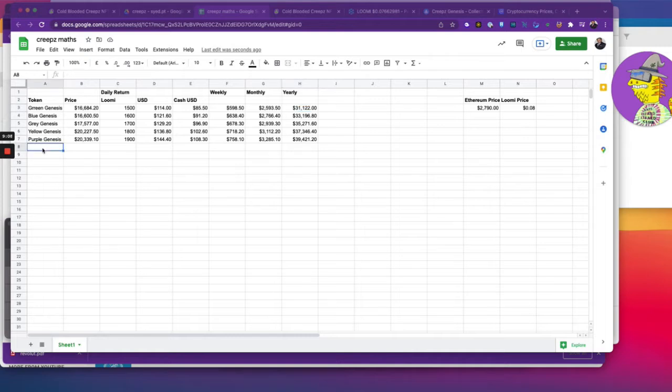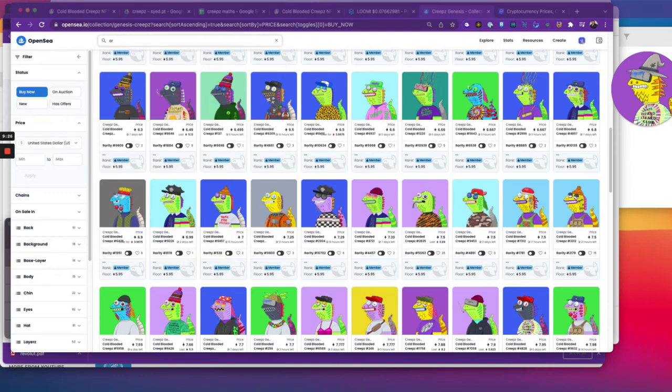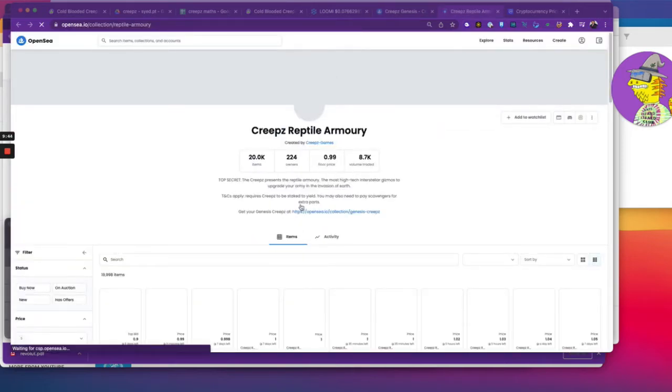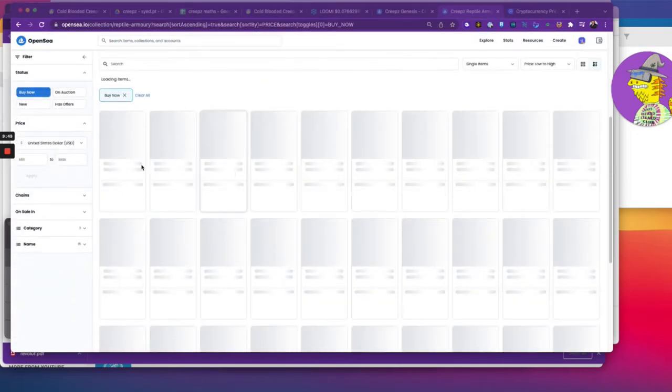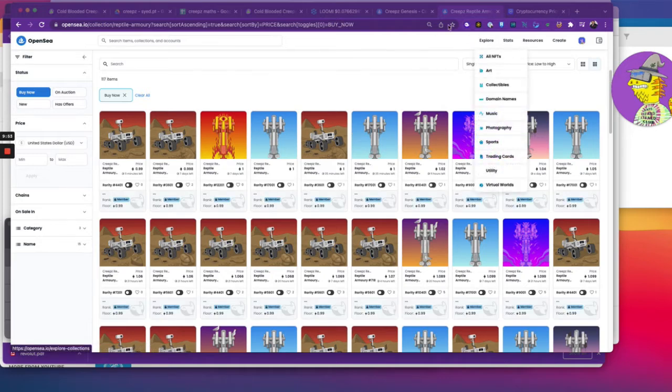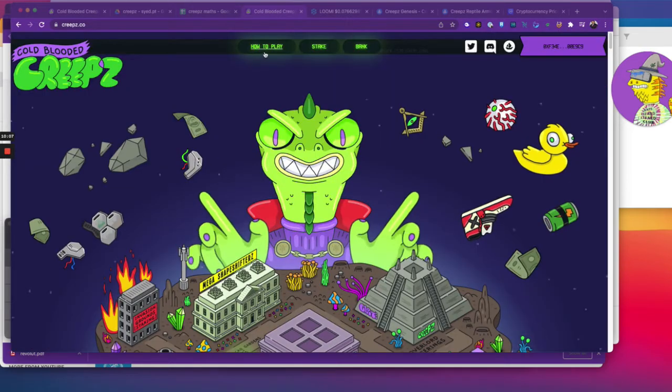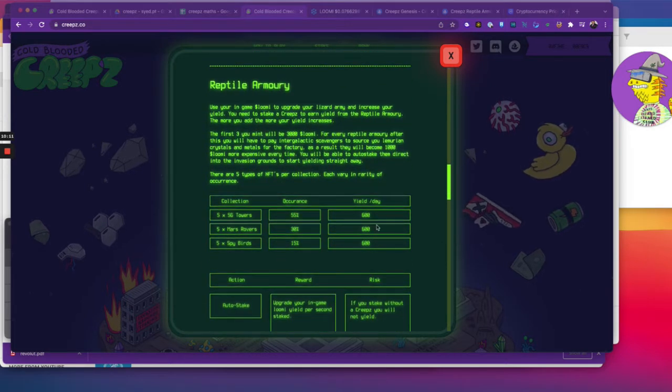Now, once we hold the Genesis, we can get these other things called the reptile armories. At the moment, let's find out the price for a reptile armory. Okay, let's have a look at the reptile armory. The minimum price is 0.99 at the moment, so we can get one for 0.99. Okay, so if we get that for 1 ETH, it equals this times 1, and the return we get on these reptile armories according to their catalog here is 600, I believe. There you go, so 600.